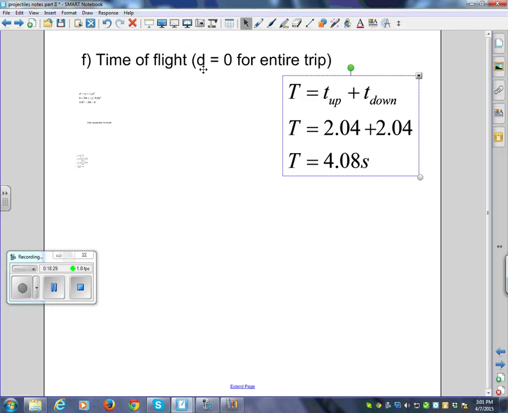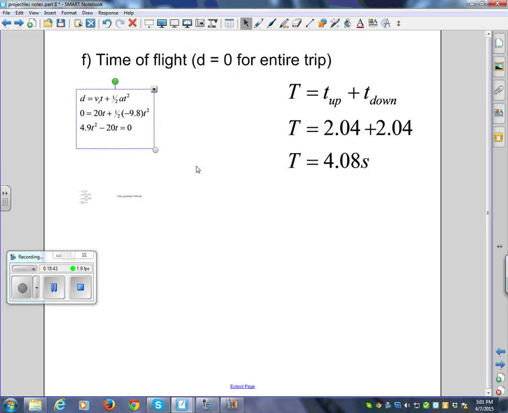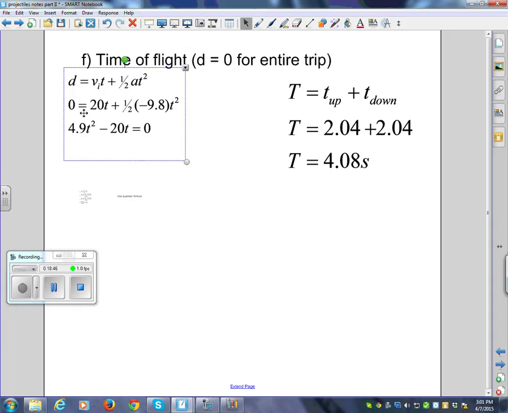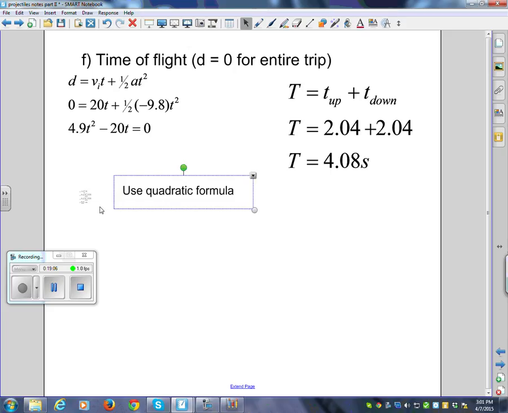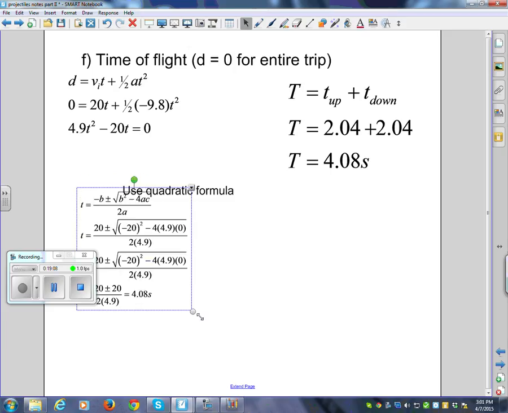Would you agree with me that the vertical displacement for the entire trip is 0? Yeah. So if I put 0 in there, we kind of did this yesterday. What's my initial vertical component? Positive 20 up. Positive 20 t plus 1/2 minus 9.8 t squared. What do I end up with here? 4.9 t squared minus 20t is equal to 0. Factor out a t. Now, I could use the quadratic formula, and it would be ugly. It would look like this. And what do you know?